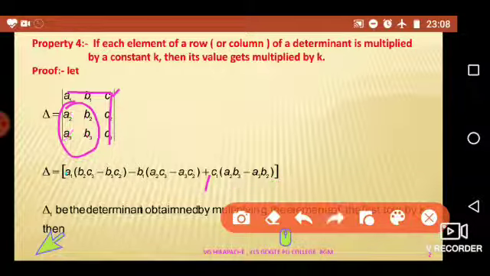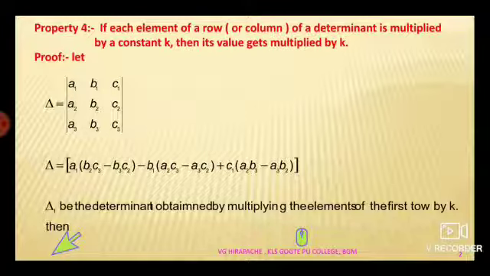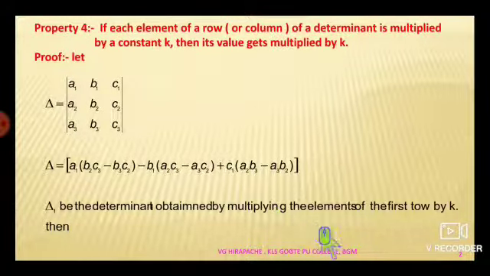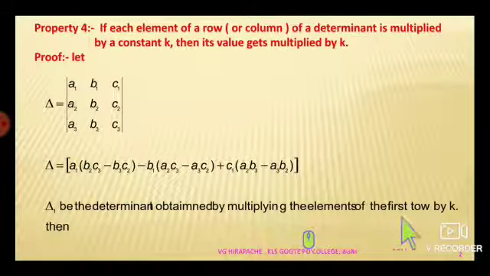The property says, if this determinant has any row or column multiplied by some constant, then that constant will get multiplied to the given determinant. Let delta 1 be the determinant obtained by multiplying the elements of the first row by k. This is the new determinant we are getting, denoted by delta 1.